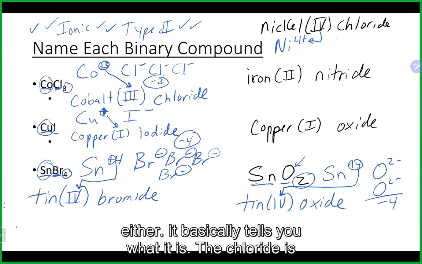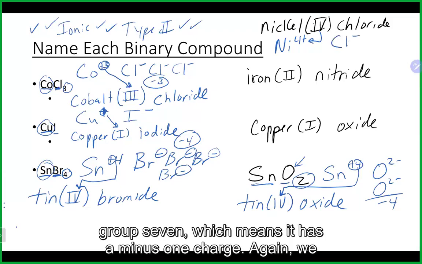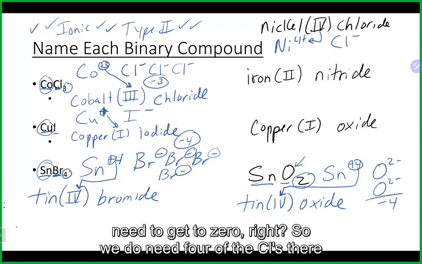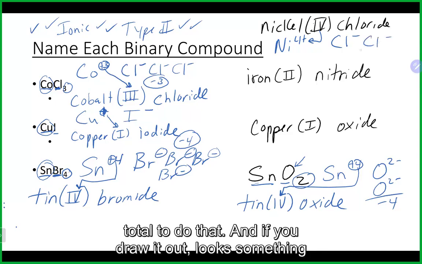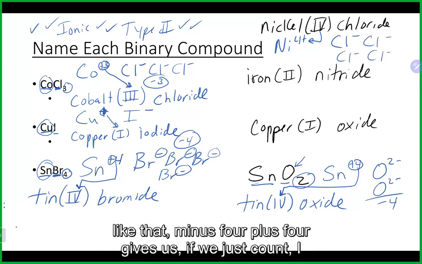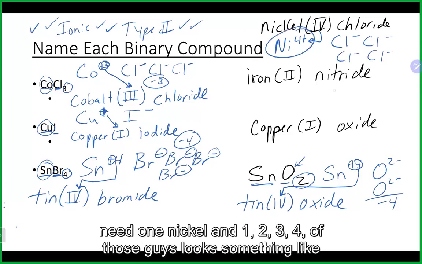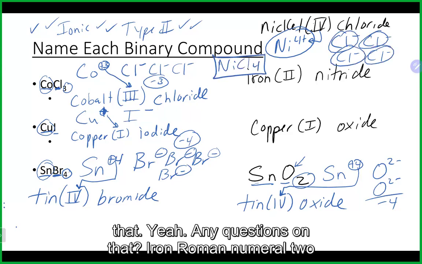The chloride is group 7, which means it has a -1 charge. Again, we need to get to 0, right? So we do need 4 of the Cl's there total to do that. And if you draw it out, it looks something like that. -4 and +4 gives us, if we just count, 1 nickel and 1, 2, 3, 4 of those. Looks something like that, yeah? Any questions on that?